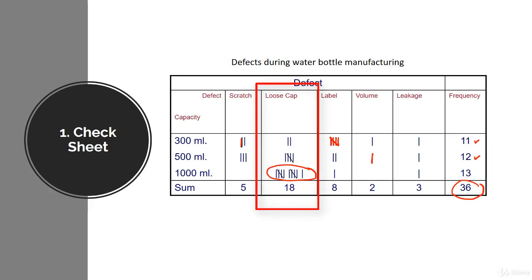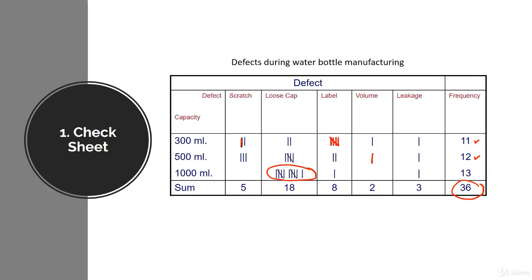Just by looking at that, I can say that, oh, loose cap is a big problem with us. So let's attend to loose cap. Let's realize that you cannot solve all problems at a time, so you need to prioritize those problems. This tally can help you in identifying or prioritizing the problem.